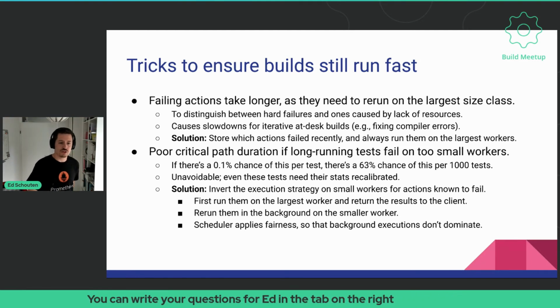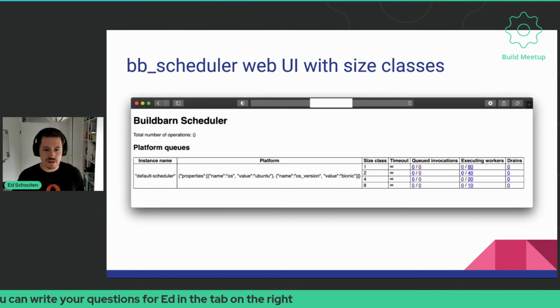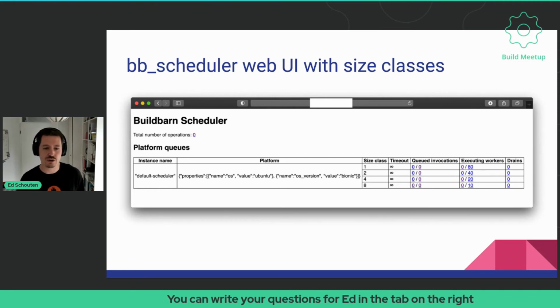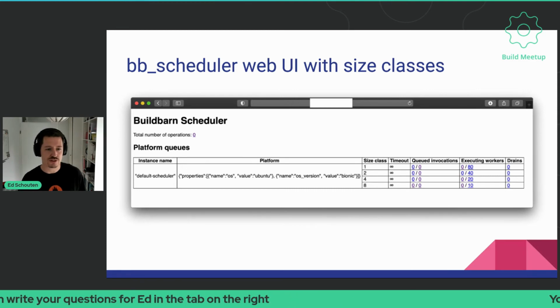Yeah. So here, this is what it looks like. If you take a look at the BB Scheduler Web UI now, there's an extra column there, size class, where you can see that for every size of worker, you can now inspect the state of the workers.